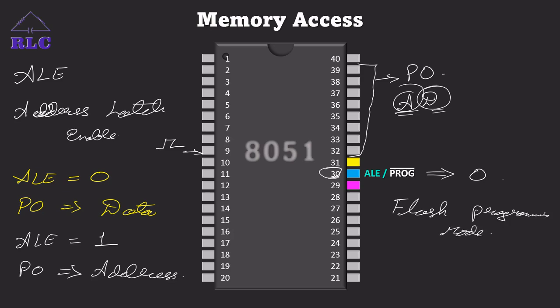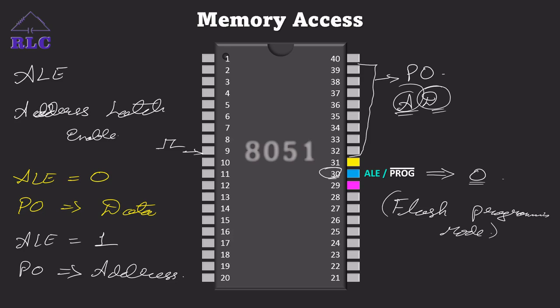That is the reason, whenever we go for programming the 8051 microcontroller, first we press the reset button. When we press the reset button, it terminates all the functions and resets all the values in the SFRs and the registers to their default values. Then before executing the code, it checks pin number 30. If pin number 30 is connected to 0, the microcontroller enters flash programming mode.